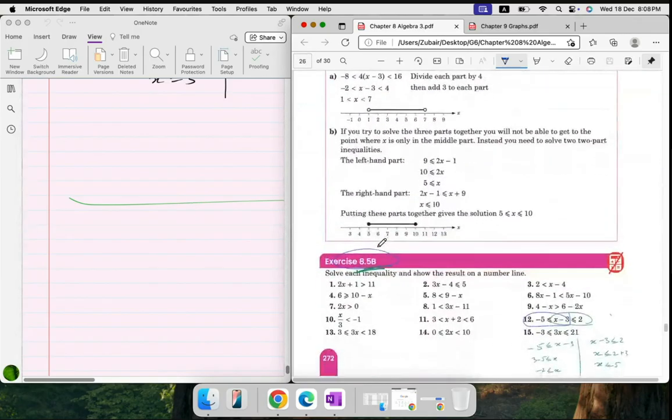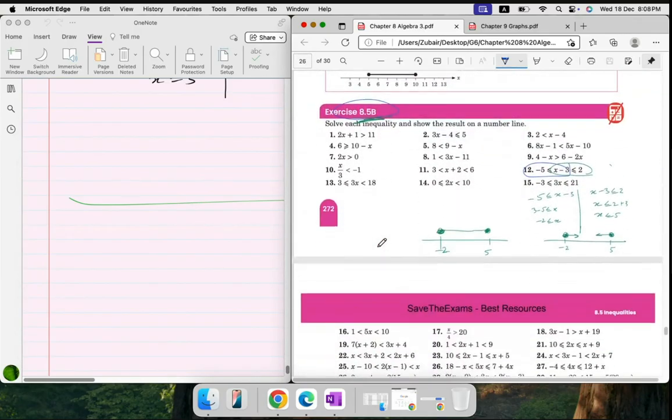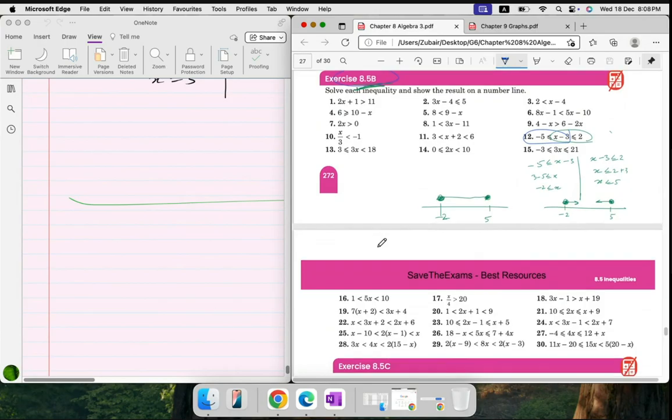Solve 8.5 as well in 8.5b. Did you get time to do any questions? Yes, sir. How many questions were you able to do? Sir, I only did a few. Any confusion? Should I select a few more? Yes, sir. So you can give one more.